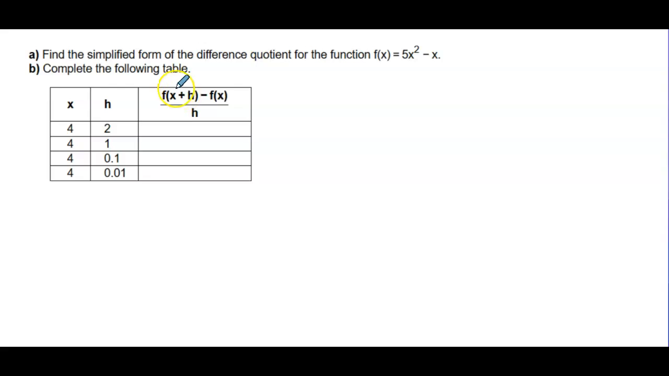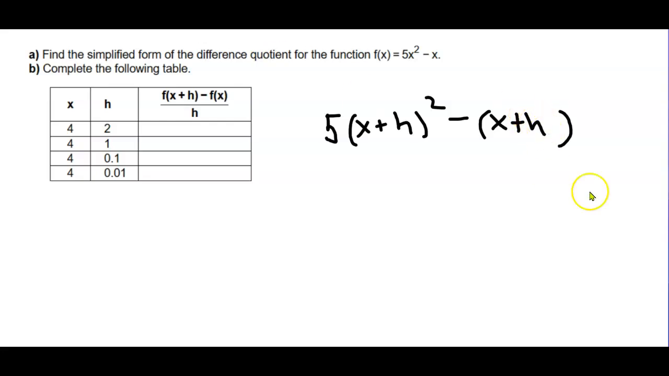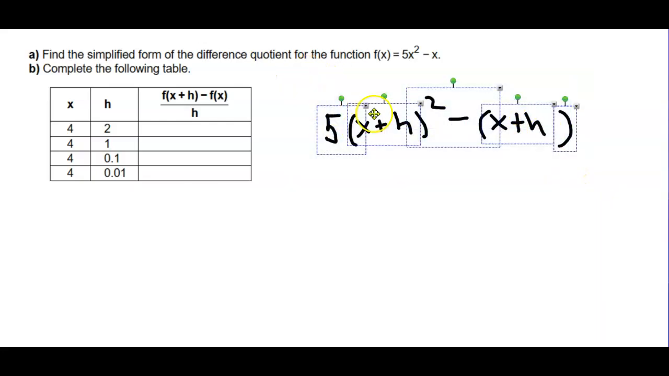So we'll start by finding the first term in the numerator of our difference quotient, which is f of x plus h. So again, the way to find that is everywhere you see x in your function, so it's in 2 places, right? It's being squared, and then we're subtracting here. We got to plug in our x plus h. So x plus h goes in there, and x plus h here. So there's f of x plus h.